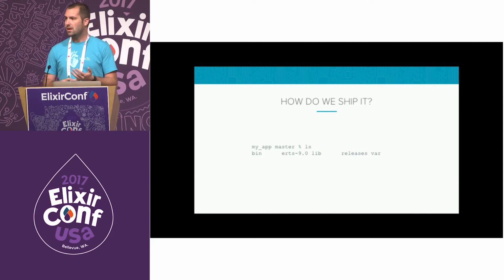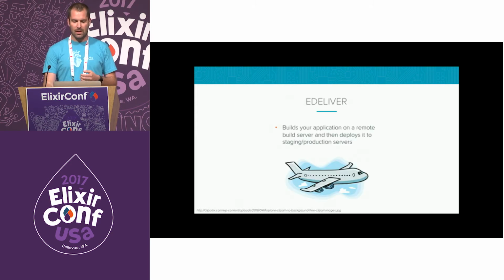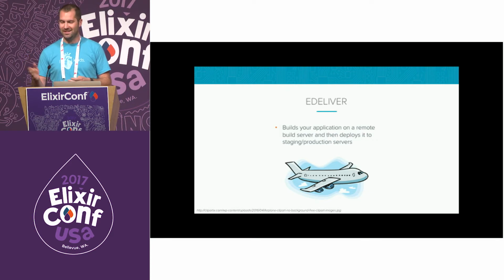One way you can do it is tar it up and SSH it out or SCP it out to a server. Another way you can do it is edeliver or, as we just saw, bootleg. So edeliver builds your application on a remote build server, and the reason this is important is so that the Erlang runtime you're bundling is compiled for the operating system that you're going to run in production.